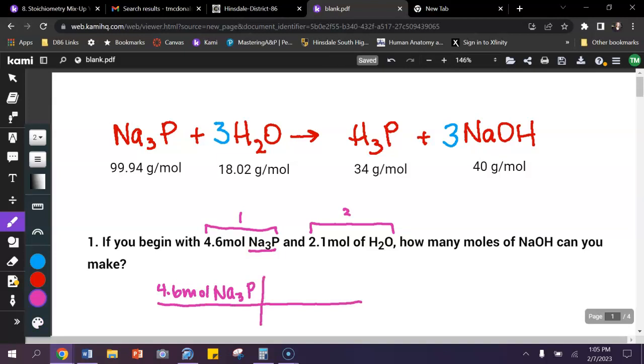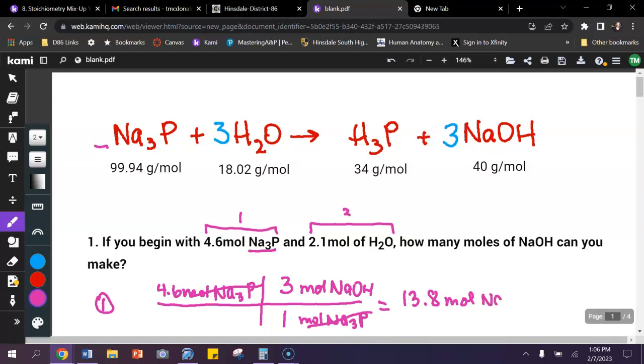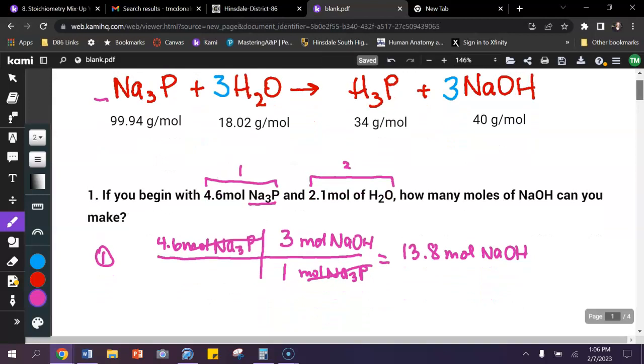So just like in a regular mole-mole problem, and again, this is number one, I'm going to demote my unit. So this becomes moles of Na3P, and I use the coefficient for Na3P that I have in the equation, which is 1. And then on top, I'm going to use the coefficient for NaOH. So that's 3 moles of NaOH. Moles of Na3P go away, and when I multiply this across, I get 13.8 moles of NaOH. All right, but that doesn't really tell me anything.